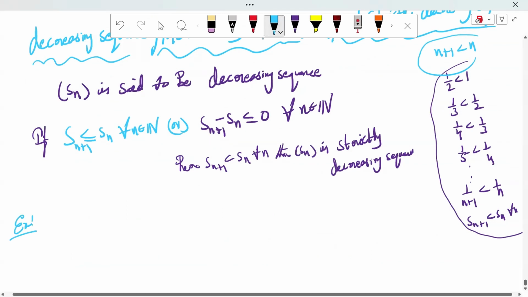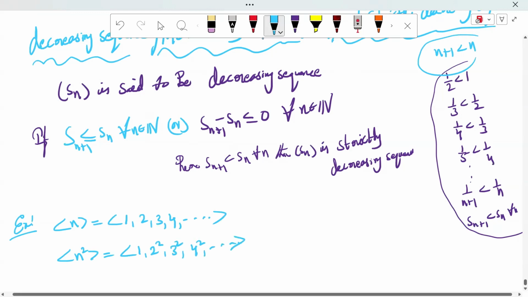Some examples, sir. For example, the sequence n. What is the sequence n, sir? 1, 2, 3, 4, and so on. This is a strictly increasing sequence. The terms of the sequence are increasing. Therefore, the sequence is an increasing sequence. For example, 1, 2 square, 3 square, 4 square, and so on.